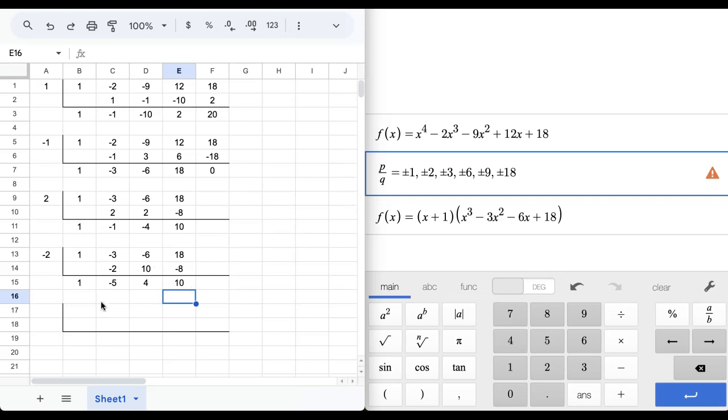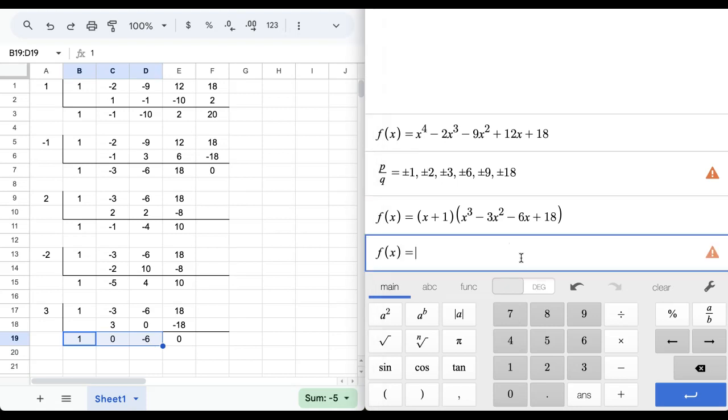So now we're going to try 3. Add our way down, multiply, add our way down, multiply, add our way down, multiply. Bingo, there we go. Remainder of 0. So we found another 0, which is a 3. And then this will be the result after dividing it.